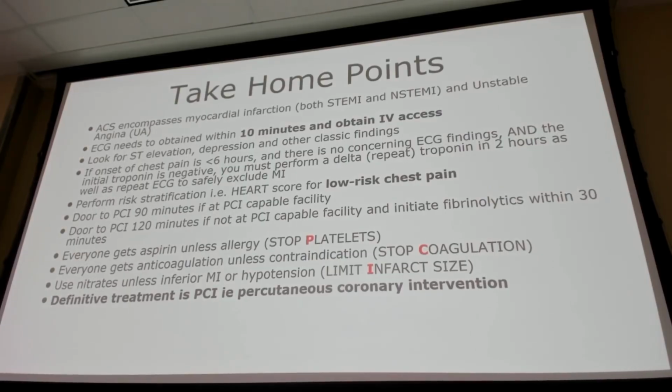You can use Lovenox, but we normally use heparin just because it's quick on, quick off, and it's a drip. So you can turn it off if you have any bleeding issues or concerns. And then everybody should get nitrates or some sort of nitrate if they're not hypotensive and it's not an inferior MI. And then, like I said, definitive treatment, PCI for everybody.